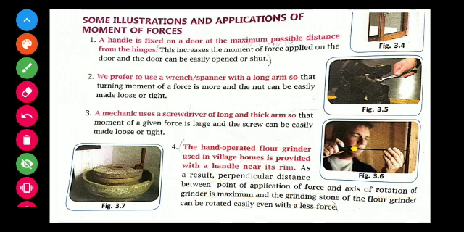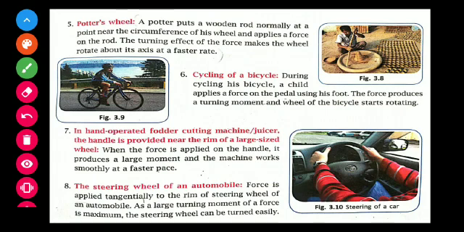These are the examples. There are some more examples, that is the potter's wheel. The potter puts a wooden rod normally at a point near the circumference of the wheel and applies a force on the rod. The turning effect of force makes the wheel rotate about its axis at a faster rate. To increase the torque, we apply a force at the edge.